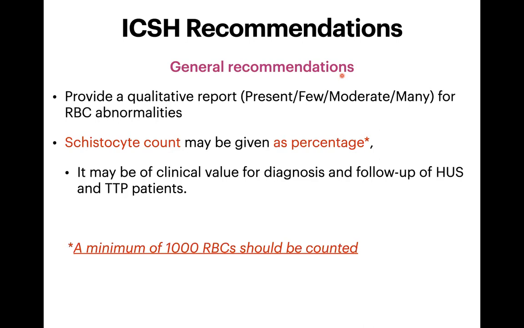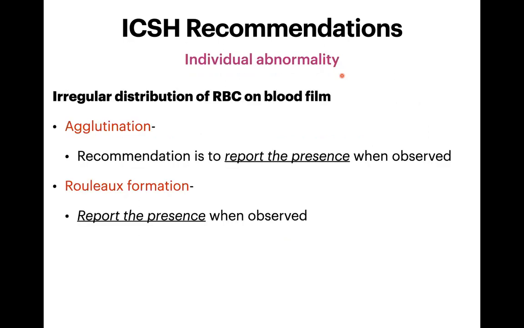And for all these abnormalities, when we are giving a percentage, we have to count a minimum of 1,000 RBCs. For the distribution abnormalities like agglutination and rouleau formation, if they are there, you have to report their presence. You don't have to grade them. You just report whether they are there or not.